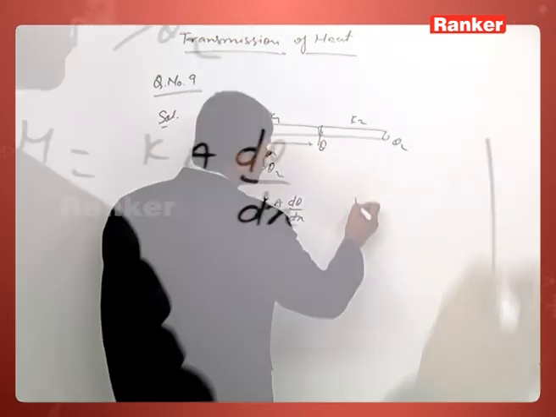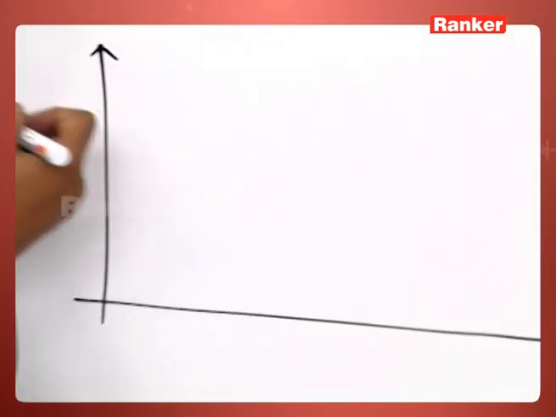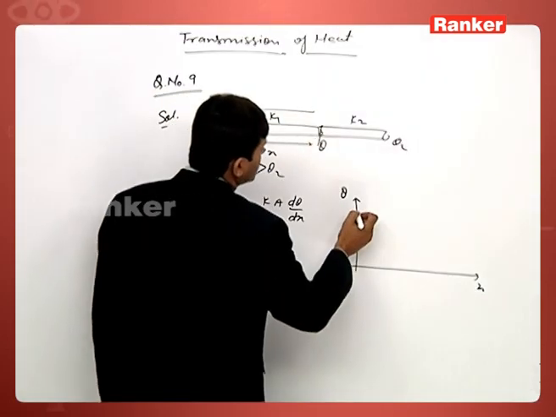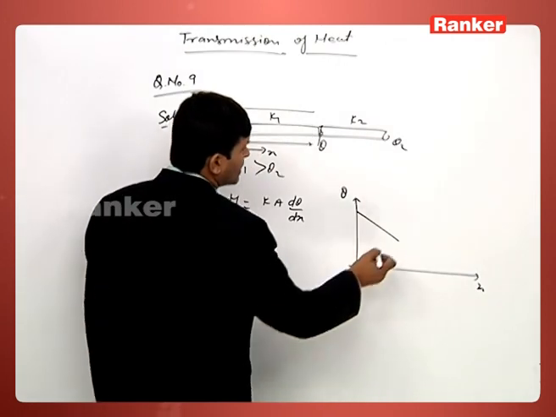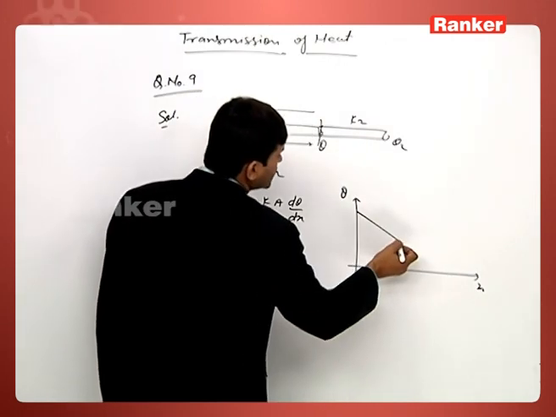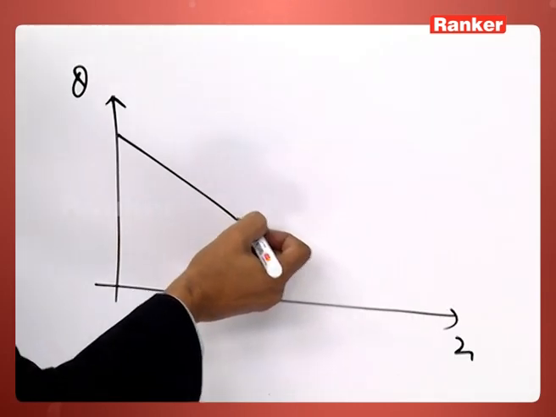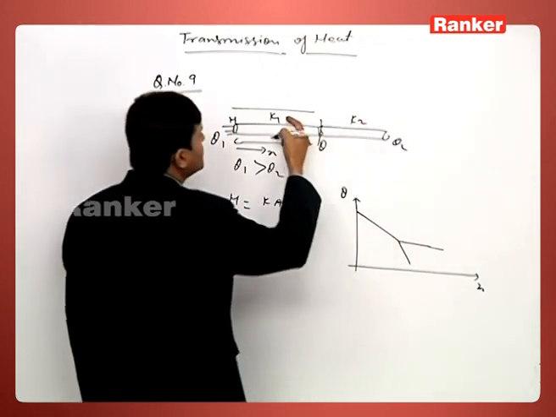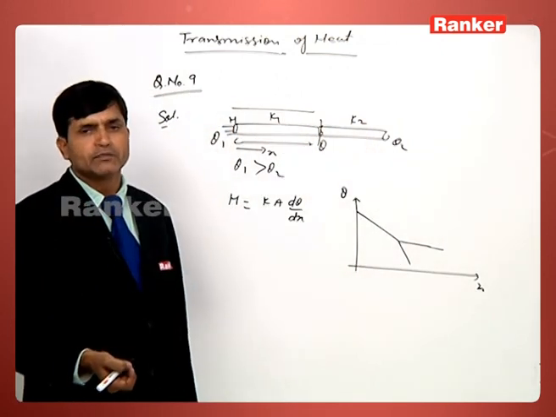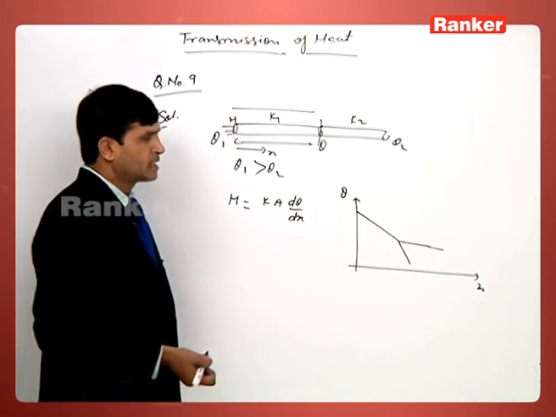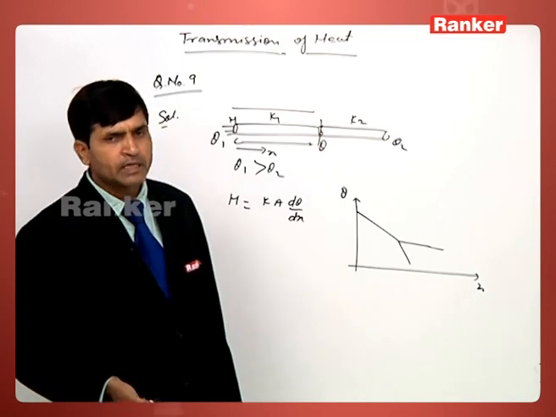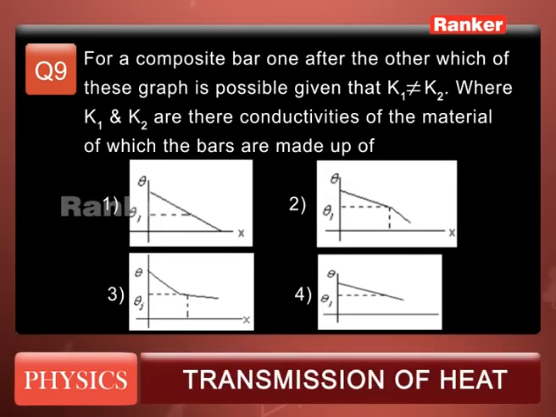If we plot a graph of the variation of temperature theta with x, first from here to here this type of slope may come, and when it reaches here, the slope can go either in this direction or in this direction, depending on which thermal conductivity is more or less. So the second curve is the most accurate graph. So the answer is 2, the most appropriate option.